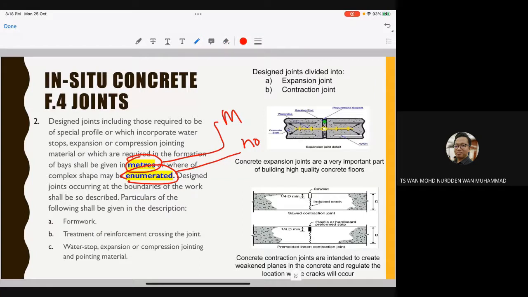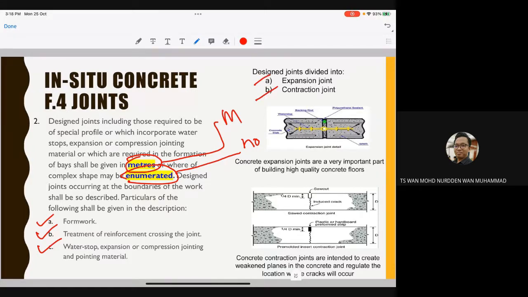Okay. Design joints occurring at the boundaries of the work shall be so described. Particulars of the following shall be given in the description. Okay, on the form work, treatment of the reinforcement crossing the joint, and water stop, expansion or compression jointing and pointing material. Okay, ni contohlah kita ada kalau design joints ni kita divided into 2. Kita ada expansion joint dengan contraction joint.